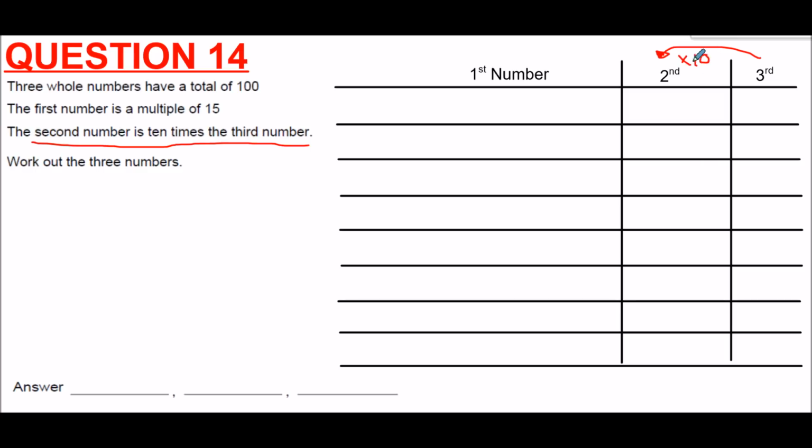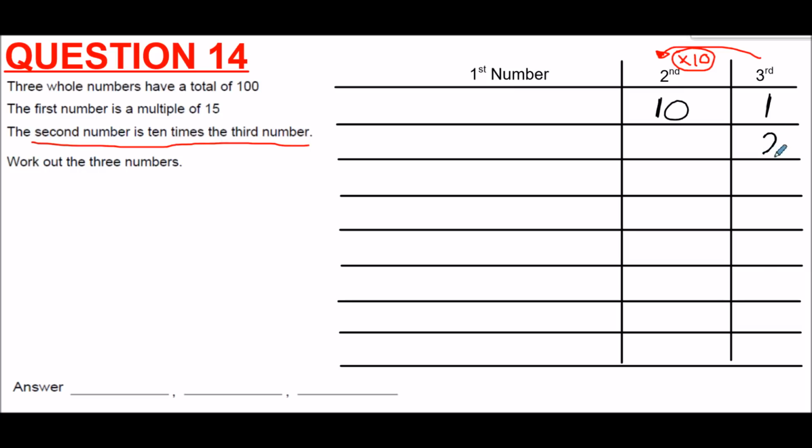So that could actually be our starting point. Based on the fact that we know these numbers have to be whole numbers, what's the smallest first whole number? It would have to be 1. If the third number was 1, the second number would have to be 10.